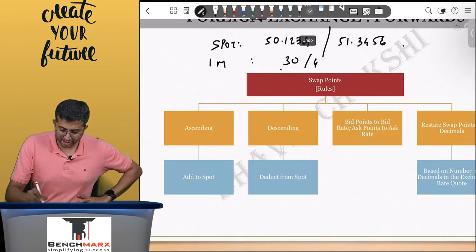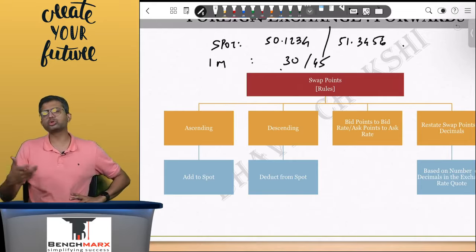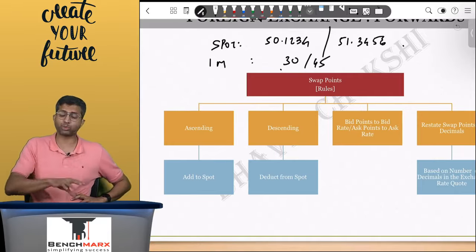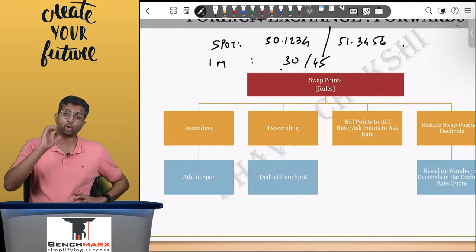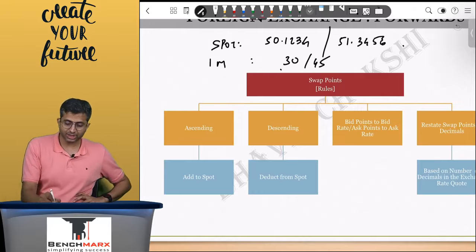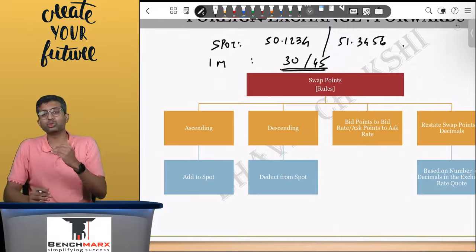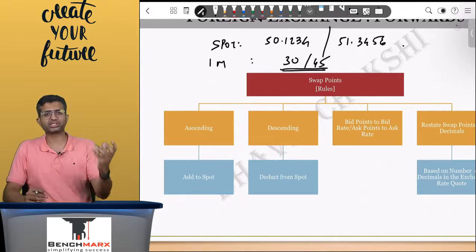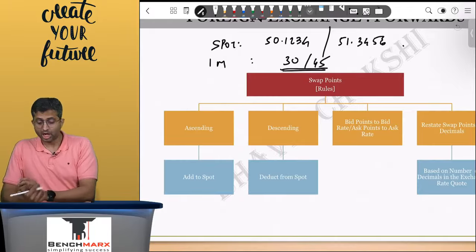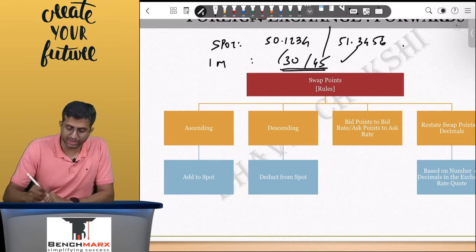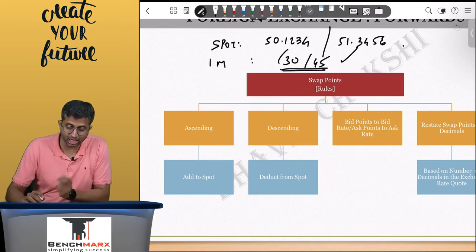Or 30 and 45. There are certain rules that you have to remember, and we have discussed the concept behind this as well, but nevertheless at this point we'll just focus on the rules that you have to remember in order to find the forward rate. So if these points are given in ascending order, you add, A for ascending, A for add. If the points were given in descending order, like 45 and 30, then you will subtract, deduct, D for descending, D for deduct. These points are to be added, the bid points to the bid rate, ask points to the ask rate, and they will be added from the right hand side.